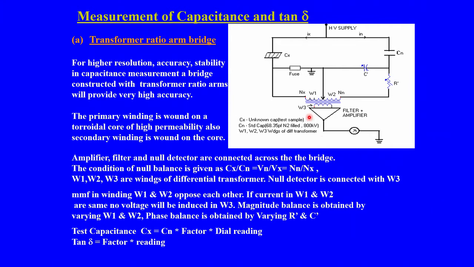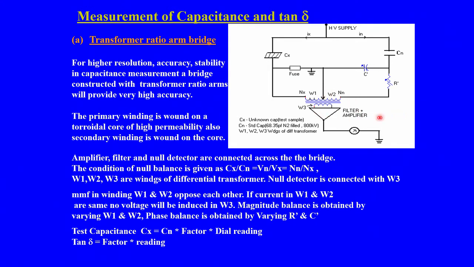The primary winding, here you have the windings of the transformer, which is shown here. These are the various components, Cn being the standard capacitor, then Cx being the capacitance to be measured, the protection is a fuse unit here, then R and the capacitance which can be tuned or put as a variable capacitor and resistor here. Then we have 3 windings, W1, W2 and W3, Cx being the unknown capacitance, Cn is the standard capacitance, W1, W2 and W3 are the windings of a differential transformer.